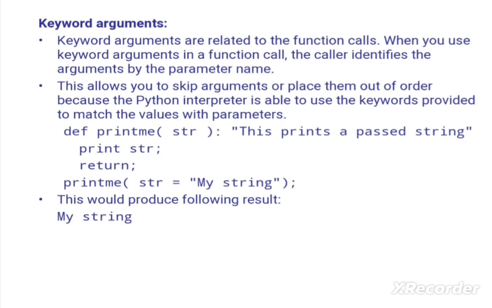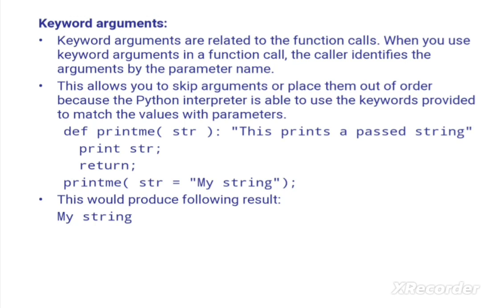Then keyword arguments. Keyword arguments are related to the function calls. When you use keyword arguments in a function call, the caller identifies the argument by the parameter name. That allows you to place arguments out of order, because the Python interpreter is able to use the keywords provided to match the values with the parameters.